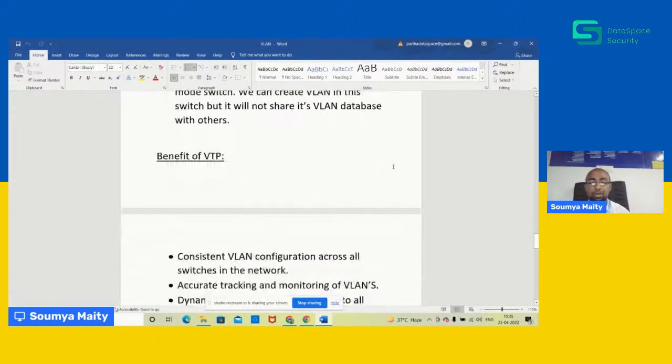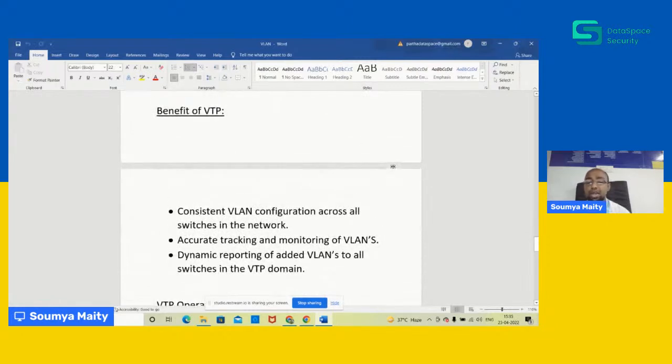Next are the VTP benefits. What are the benefits of VTP? First one is consistent VLAN configuration across all switches in the network. Next, accurate tracking and monitoring of VLANs. Next, the dynamic reporting of added VLANs to all switches in the VTP domain.